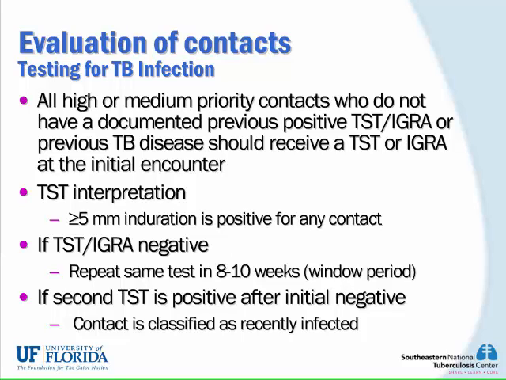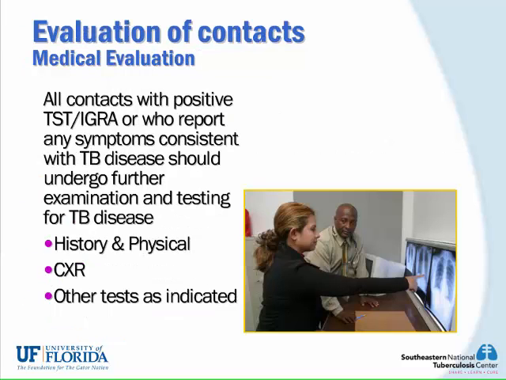If the second test is positive after the initial negative, the contact is classified as recently infected. This means that this person is at higher risk for developing TB disease. All of the contacts that have positive TST or IGRAs, or who report any symptoms consistent with TB, even if they do not have a positive IGRA, need to have a complete history and physical, a chest x-ray, and other tests as indicated depending on what symptoms they have.